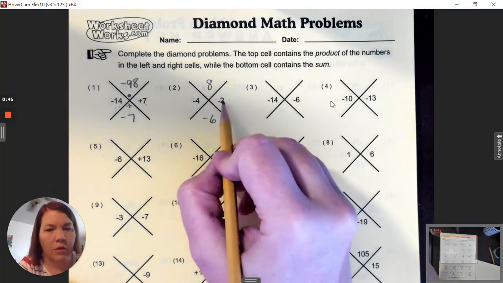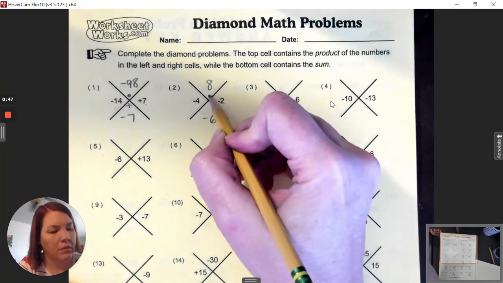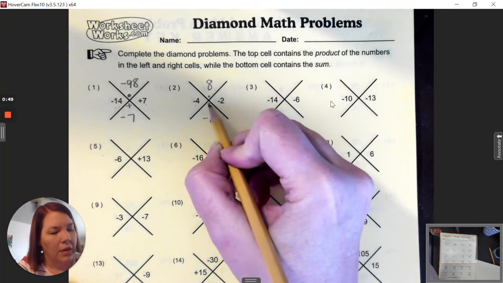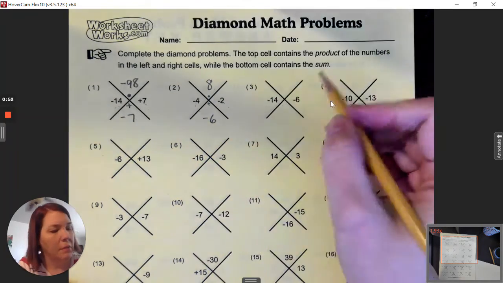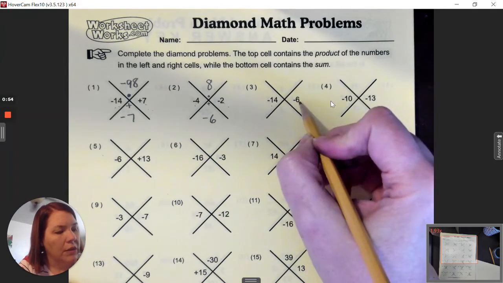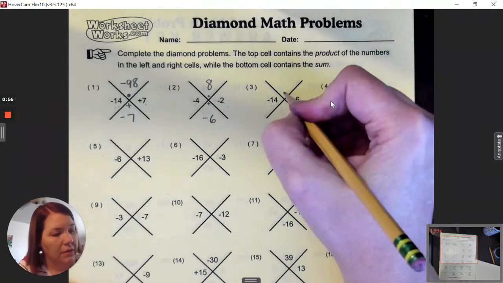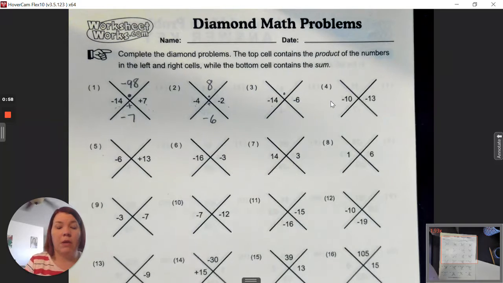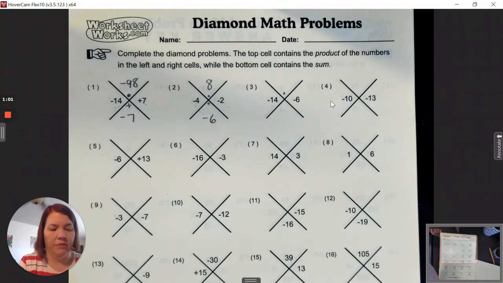So negative 4 times negative 2 is 8. Negative 4 plus negative 2 is negative 6. So negative 14 times negative 6, I don't know what that is. I'm going to use my calculator on my phone. Fancy stuff.